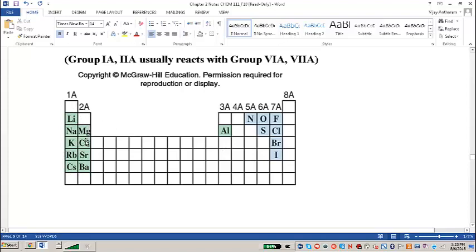Group 2A is going to be +2. Halogens, group 7A, -1. 6A are going to be -2. Nitrogen is going to be -3. You may want to memorize that. Aluminum is going to be +3. You may want to memorize that.